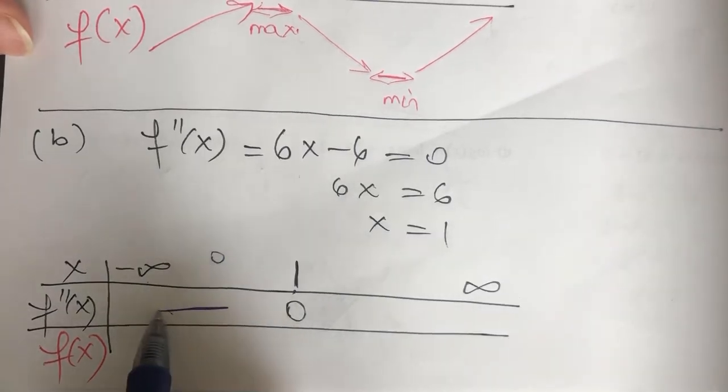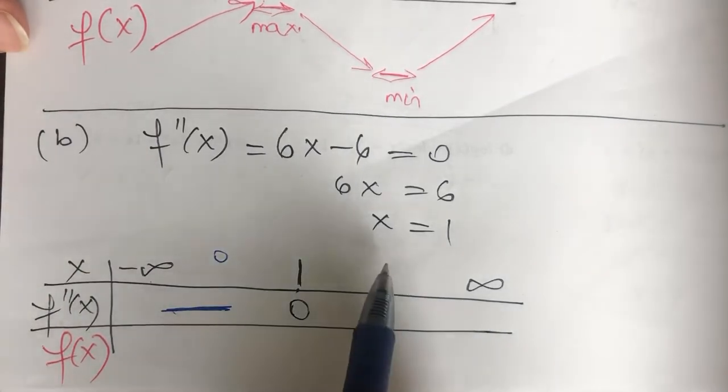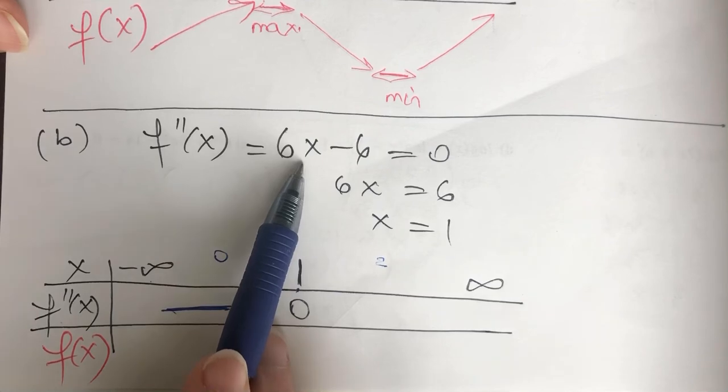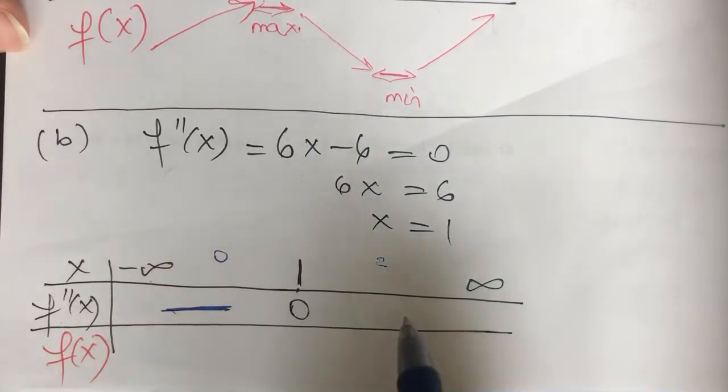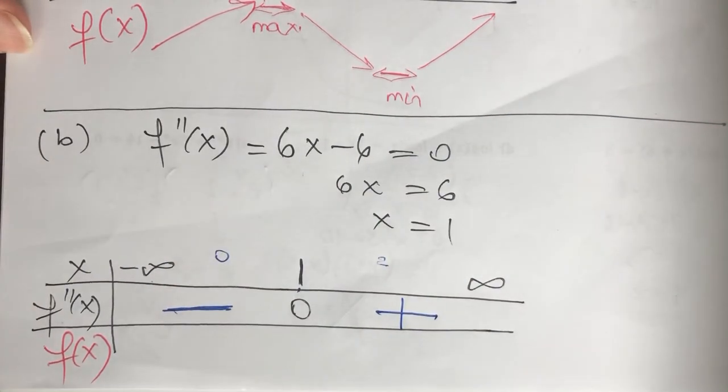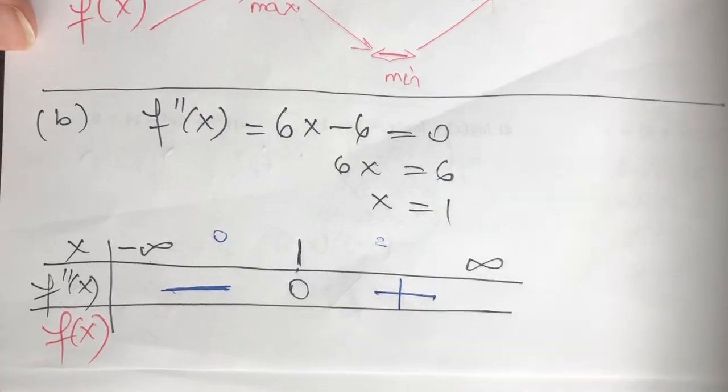A negative 6, so it's a negative value. Plug in a number more than 1, let's say a 2. 12 minus 6 is a positive value. So what does that mean for the function itself?